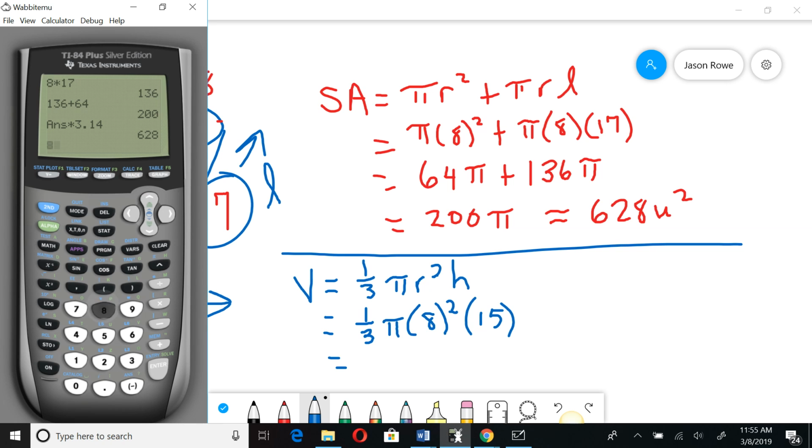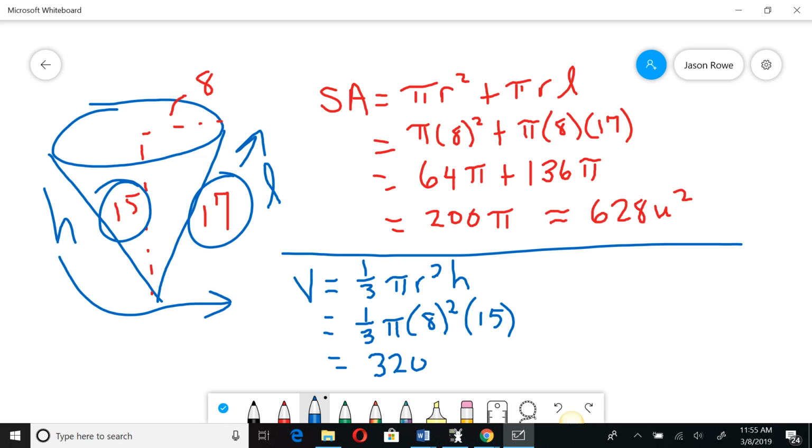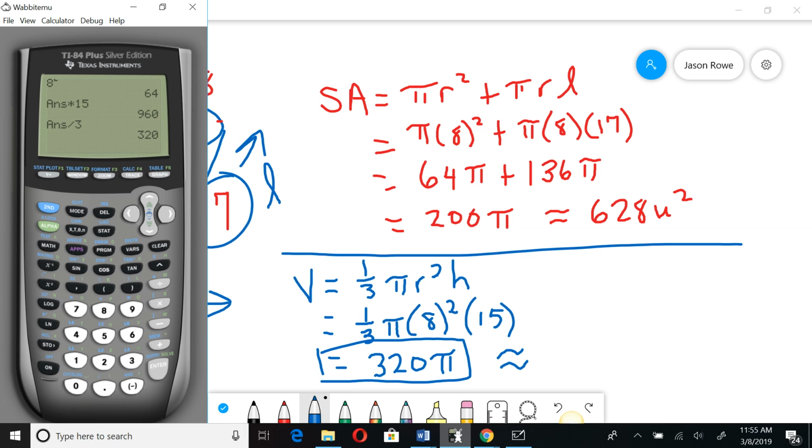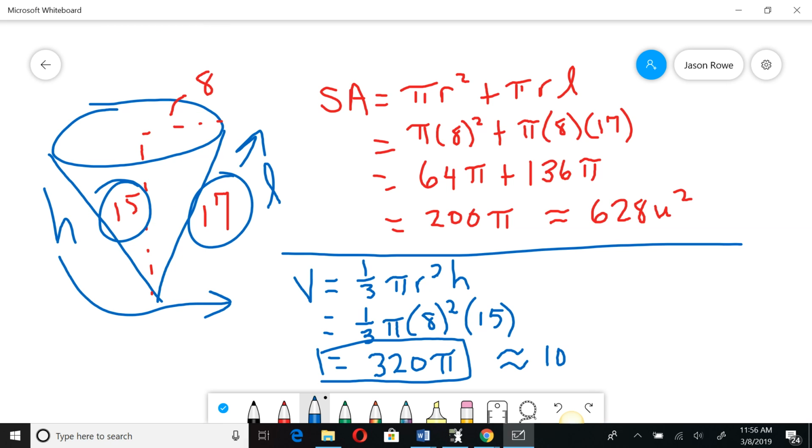All right, so we got 1/3 times pi times 8 squared times the height, which is 15. And so now we're going to do 8 squared times 15 divided by 3, just like we did in the last problem. So that gives us 320 pi, which is a perfectly acceptable answer. I would take that as being done, but if you want to estimate it by multiplying by 3.14, feel free. That's going to give us 1,004 and 8/10. And that would be units cubed.